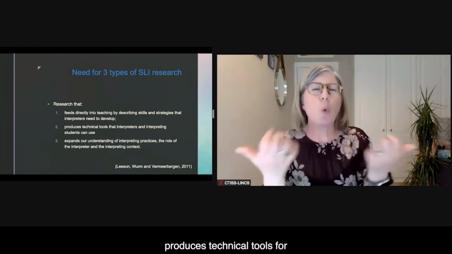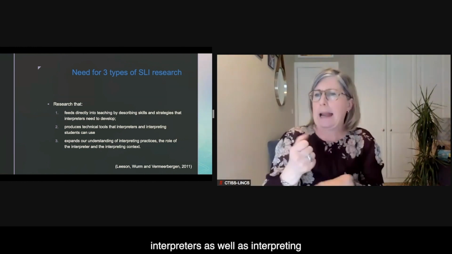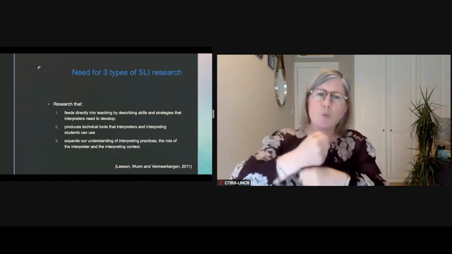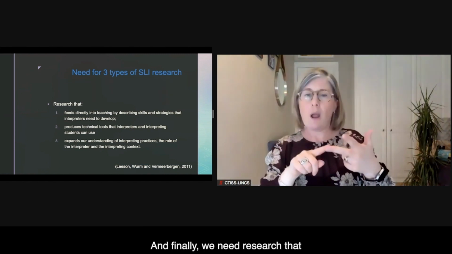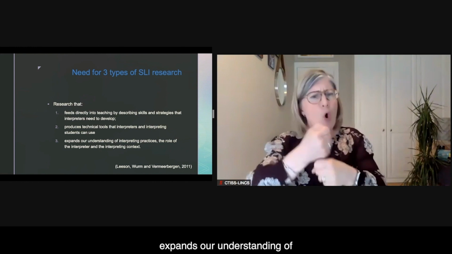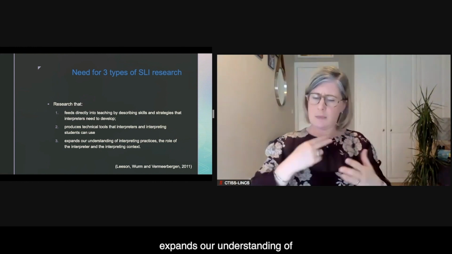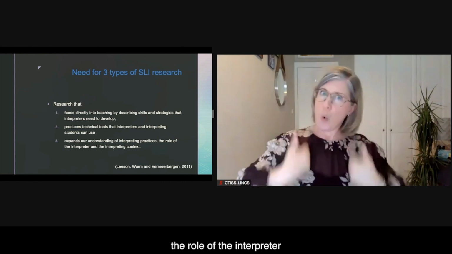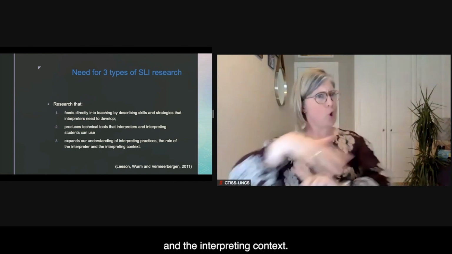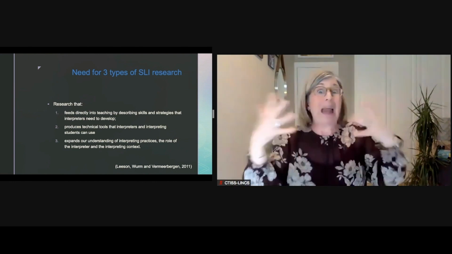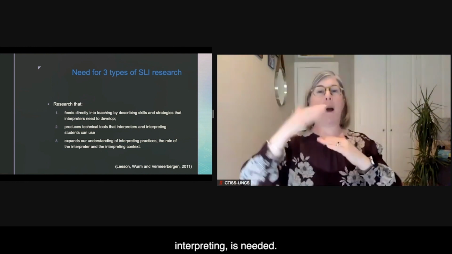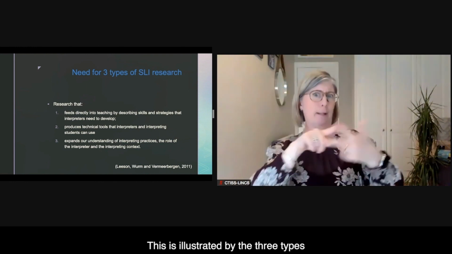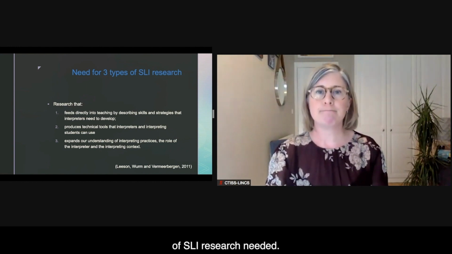Secondly, we need research that produces technical tools for interpreters, as well as interpreting students, to complement their learning. And finally, we need research that expands our understanding of interpreting practices, the role of interpreter, and the interpreting context. In short, any research that gives us a broader understanding of interpreting is needed. This is illustrated by 3 types of SLI research needed.